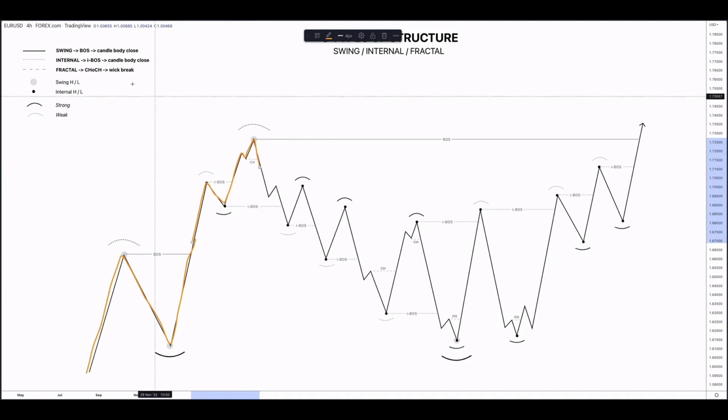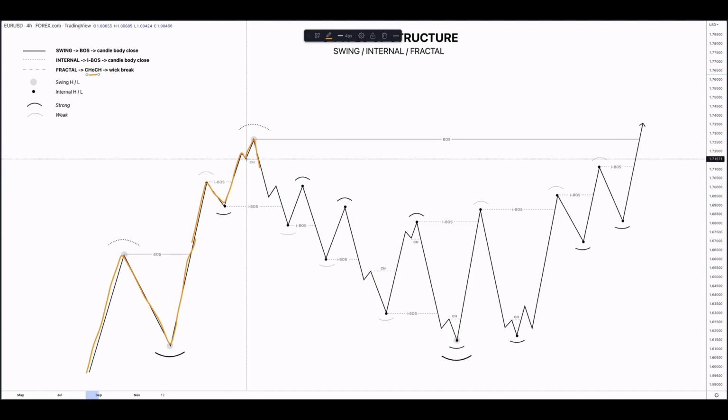this is what we call a CHOCH, okay? It's a bit of a fancy name, but it stands for change of character, okay? So it just means price is bullish, and it's that first little indication that price is starting to show weakness because it breaks a low, in this instance.